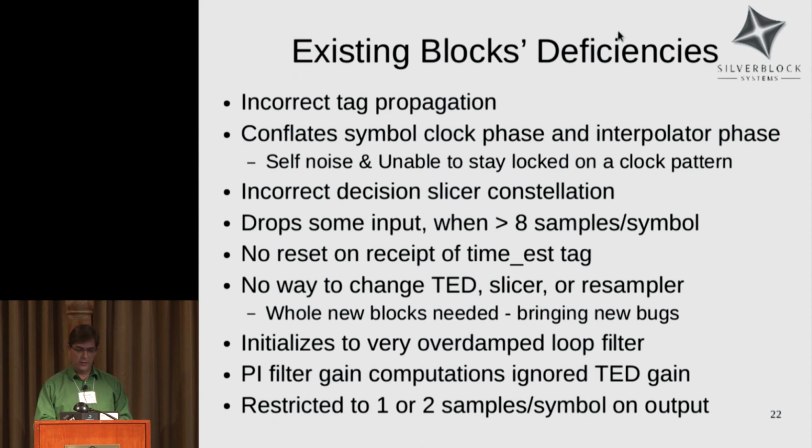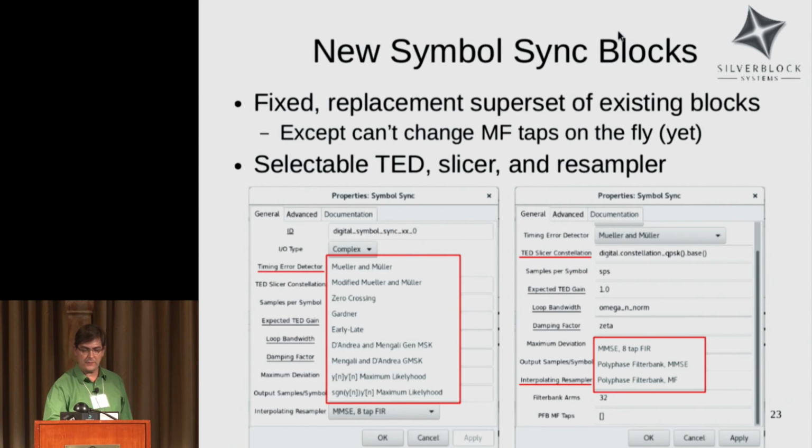from what I can tell. The other problem I want to highlight is not really a problem, it's just an issue. There was no way to change the TED, the slicer, or the resampler. If you wanted to do something different with a different timing error detector or a different resampler or a different slicer, you had to write a whole new block, bringing in whole new bugs, or in the case of copy and paste, you're just copying the old bugs and propagating them on.